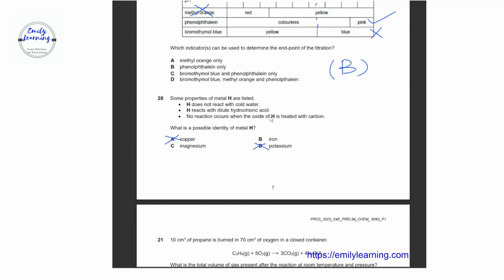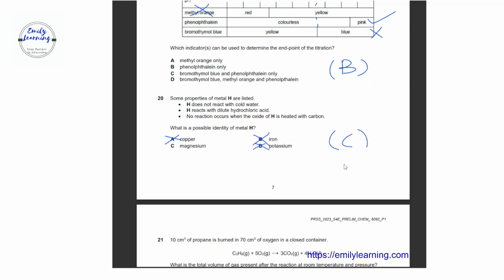No reaction occurs when the oxide of H is heated with carbon. So it tells us that the metal is reactive enough such that it cannot be reduced by heating with a reducing agent. So we know that iron oxide can be reduced by heating with a reducing agent. Remember your blast furnace for the extraction of iron from hematite. It is basically heating your oxide with carbon monoxide, right? If it can react with carbon monoxide, it can be reduced by carbon monoxide. Very likely it can be reduced by heating with carbon. So B is out. So the answer is C, magnesium.